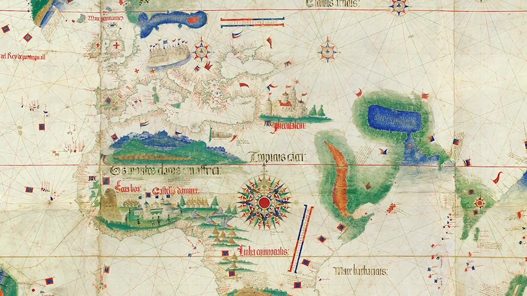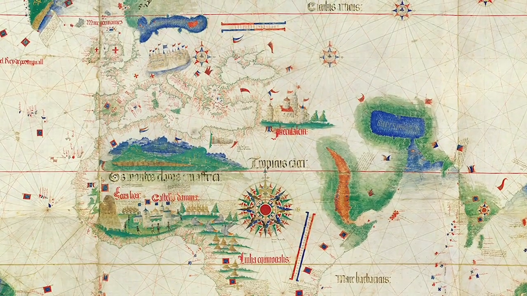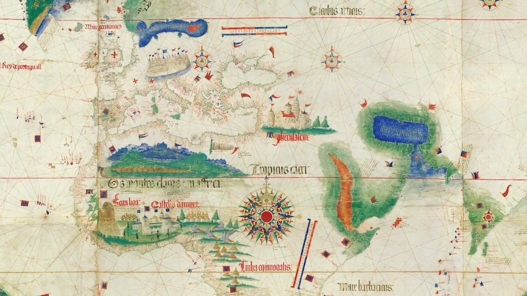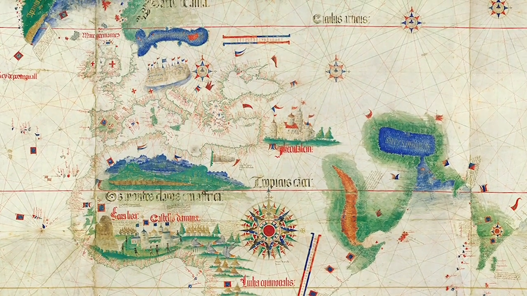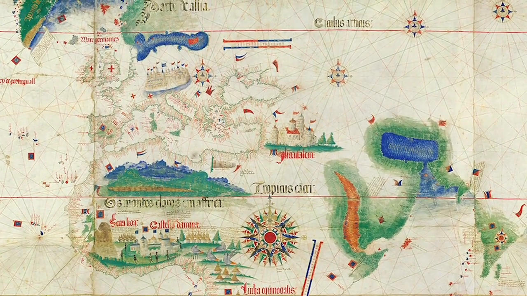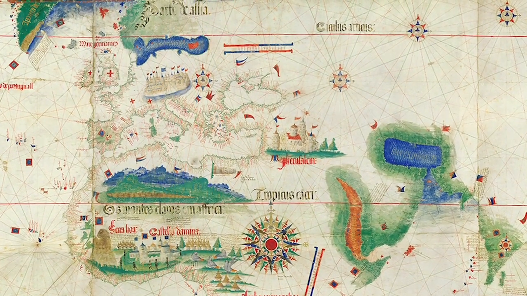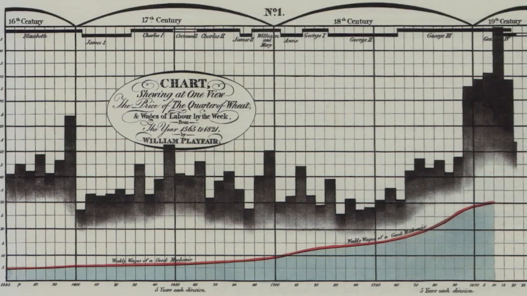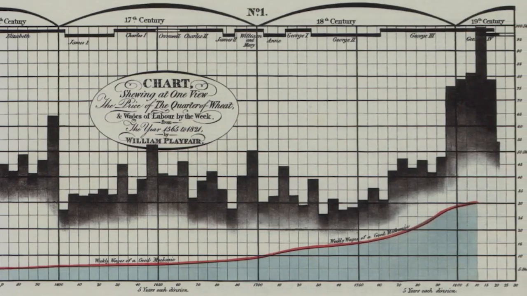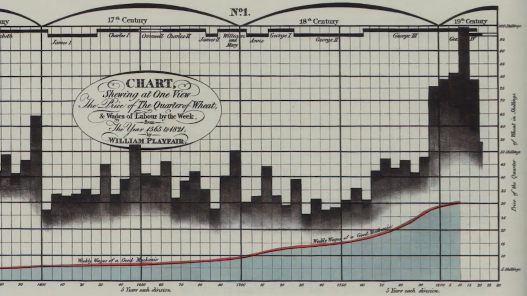This map of the known world is from 1502. Map makers continued to improve their visualizations as new lands were charted. New data was collected about those locations, and new methods for visualizing the data were created. Scientists and mathematicians began to truly embrace the idea of arranging data visually in the 1700s and 1800s. This bar graph is from 1821, and it doesn't look too different from bar graphs that we see today.